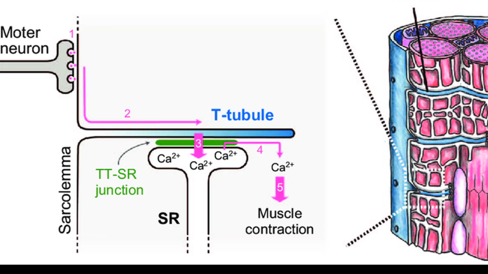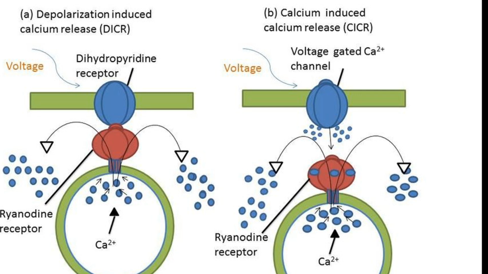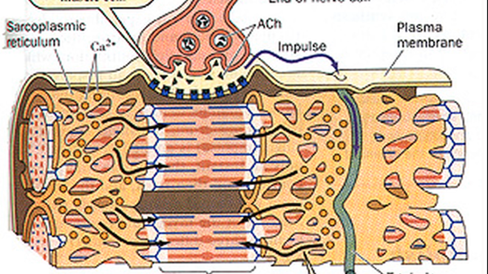First, action potentials in the muscle cell membrane initiate the depolarization of the T-tubules. Next, depolarization of the T-tubules causes a conformational change in the dihydropyridine receptors. This change opens calcium release channels, also known as ryanodine receptors, in the nearby sarcoplasmic reticulum, releasing calcium into the intracellular fluid. As a result, the intracellular calcium concentration increases.